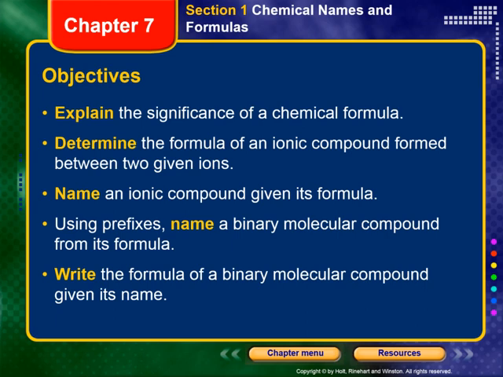Then, using prefixes, name a binary molecular compound from its formula. And lastly, write the formula of a binary molecular compound given its name. Notice here, you're still going from name to formula and then formula to name. The only difference I want to point out on this list is that the second and third bullets are referring to ionic compounds, whereas the fourth and fifth bullets are referring to molecular compounds.